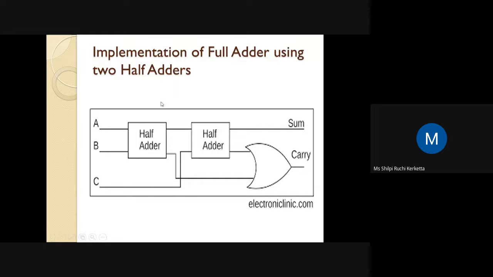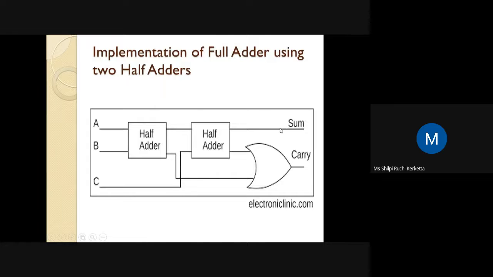So here we will use one half adder. Here we will use the second half adder. For the first half adder, we will give inputs A and B. And the sum of this first half adder will go to the second half adder. And here we will take input C in this second half adder. Okay. And the carry of the first half adder will go to this OR gate. And the carry of the second half adder will also go to this OR gate and we will get a carry. And this is how, from the sum of the second half adder, we will get the sum.